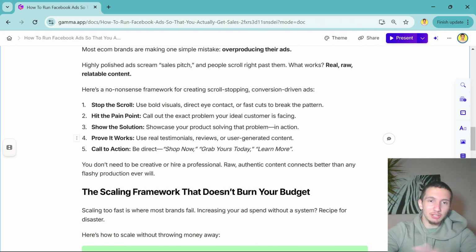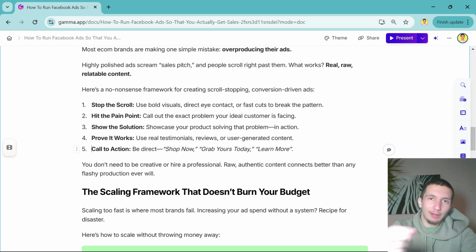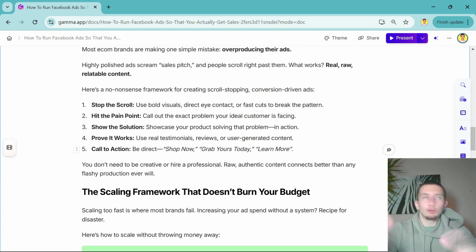So like I just said, you need to use real testimonials, reviews, and user-generated content. UGC is great at this. And you need a really clear call to action, a really clear CTA. Be direct, and don't use any passive language. This is another thing. Passive language kills your ad. People are very subservient when they're told to do something, 9 times out of 10 they do.